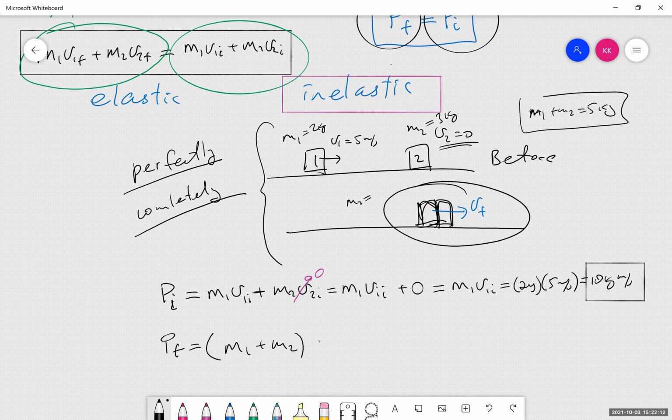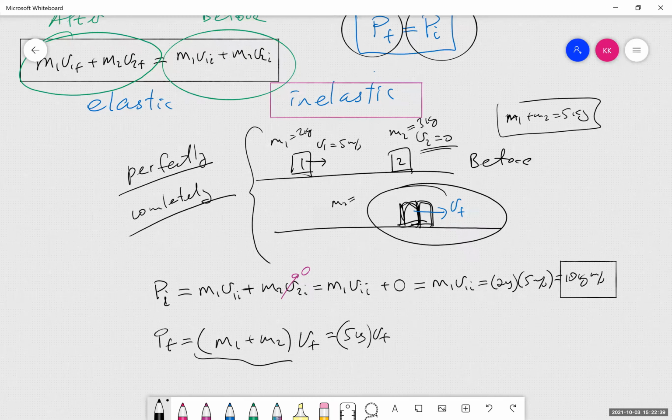That means this is just basically total mass times the final velocity, because momentum is still mass times velocity. But now the total mass is the combination of mass 1 and mass 2 together, because they entangle, or they stick together, right? So then I can say this equals (m1 + m2), which is 5 kilograms, times v final.